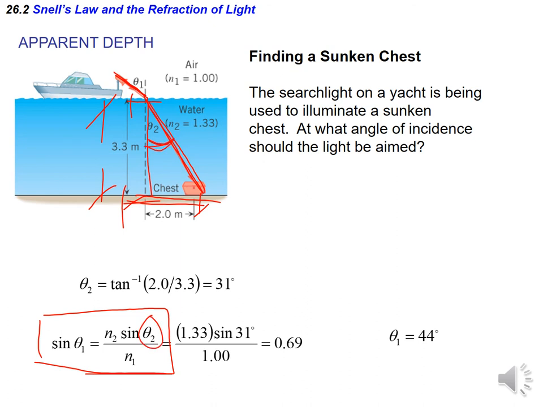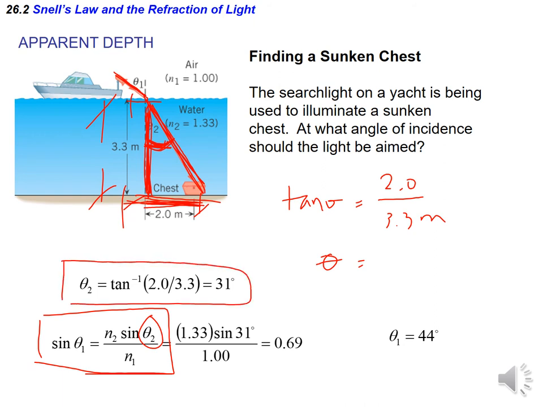For us to solve this value, we can solve this using the Pythagorean theorem, but we can also solve this angle by using tangent theta, in which tangent theta is equal to the horizontal distance, that's 2 meters, divided by the vertical distance or height, that's 3.3 meters. So let's get the value of theta. That will be 2 over 3.3. Shift tangent of the quotient. So it's equal to 31 degrees. Meaning in this case, the angle of refraction is equal to 31 degrees.